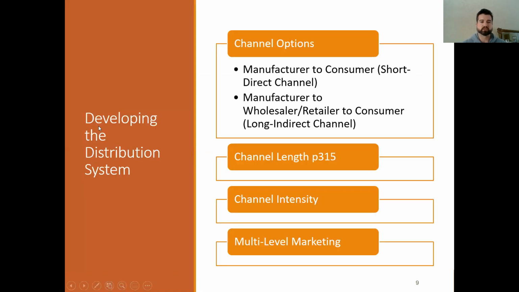Next thing is developing the distribution system. So once you have your products and services, how are you going to distribute them? Is that with your channels here, starting out, manufacturer to customer? That would be a short and direct channel, so right from the manufacturer to the customer with no people in between. Or manufacturer to a wholesaler to retailer to customer, and that's a longer indirect channel. And that's pretty common, especially with something like food.